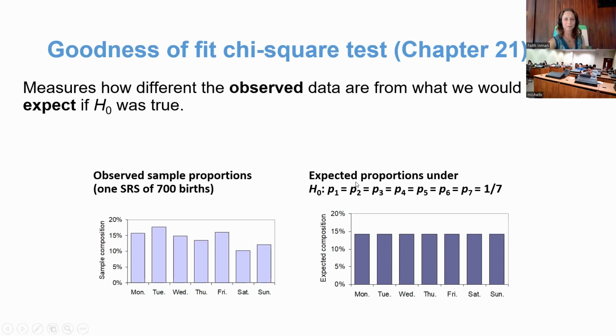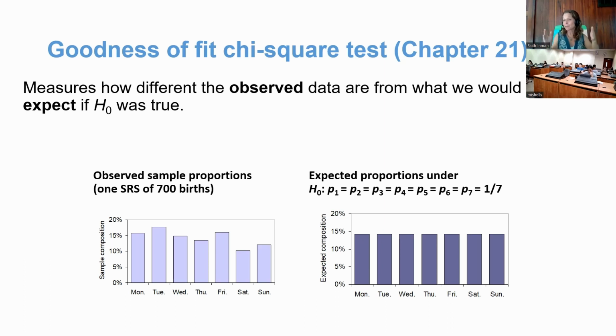So you can take your observed sample proportion, which is a simple random sample, in this case of 700 births, and you can see, okay, well, we've got 15% on Monday, something like 18% on Tuesday, right? You could graph it up. And then you can look at, here would be your expected proportions under the null hypothesis, which is that the proportion for Monday is equal to the proportion for Tuesday, and so on, which should be equal to 1/7, right? If they were all the same, then you would have 1/7 of the births on Sunday, 1/7 on Monday, 1/7 on Tuesday. And since you have a sample of 700, that means you would have 100 births on Monday, 100 on Tuesday, 100 on Wednesday.